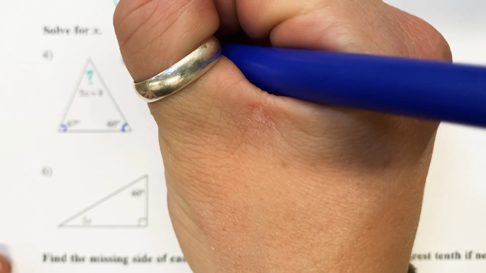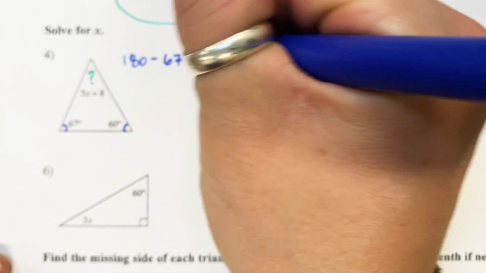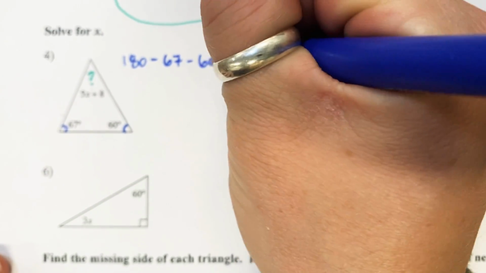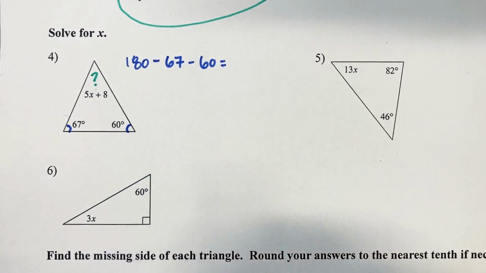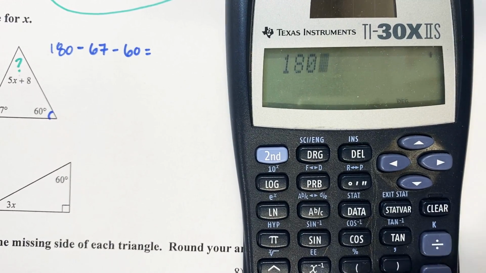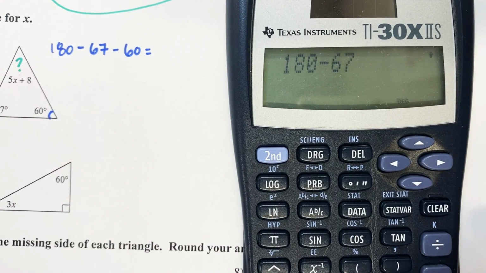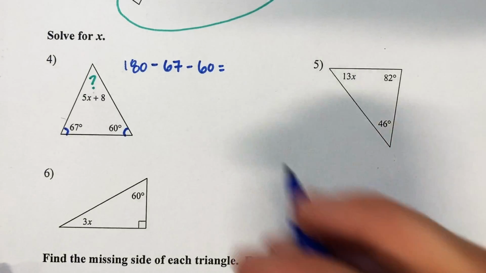So I have two angles that it gives me, and I'm going to try and find this third angle. Remember, we take it away from our total, 180 minus 67 minus 60. So what is that third angle, that question mark, going to be? We got 180 minus 67 minus 60 equals 53.